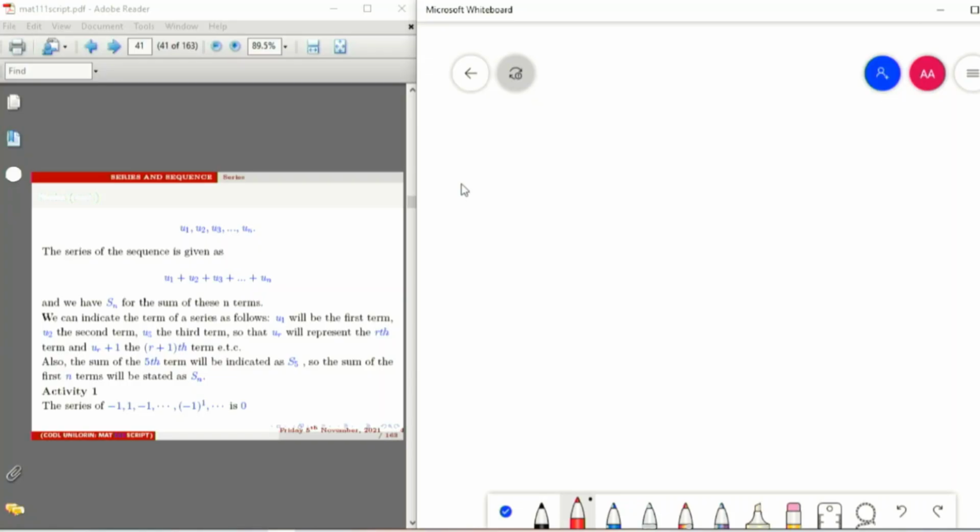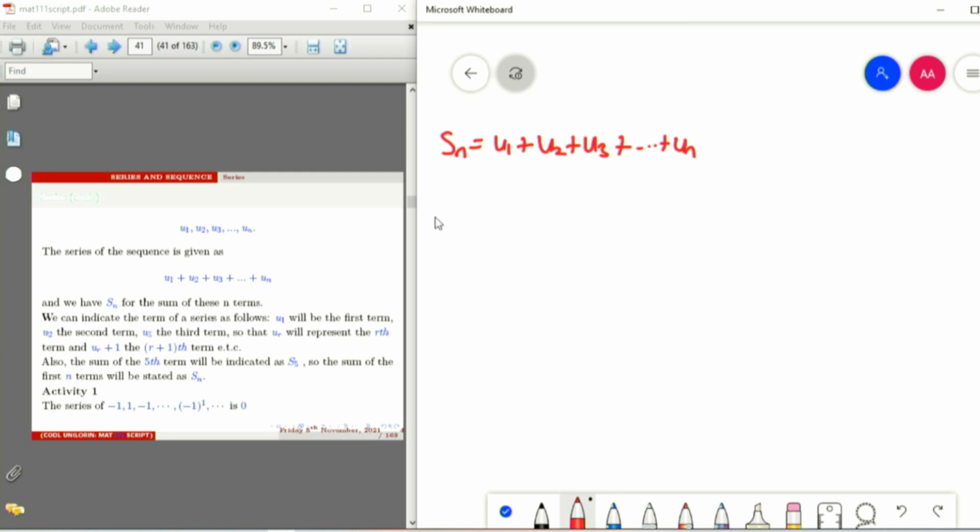For example, the series of a sequence U1, U2, U3 up until UN is given as U1 plus U2, plus U3, plus all the other terms, plus UN. Okay? All of this is given as Sn. So when we say series, we mean Sn.